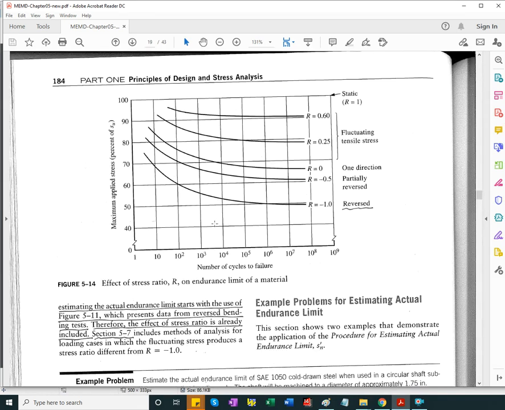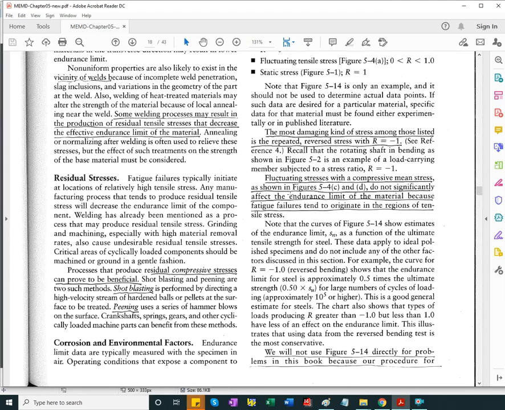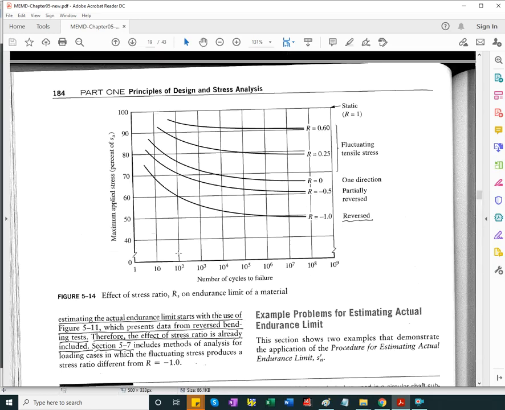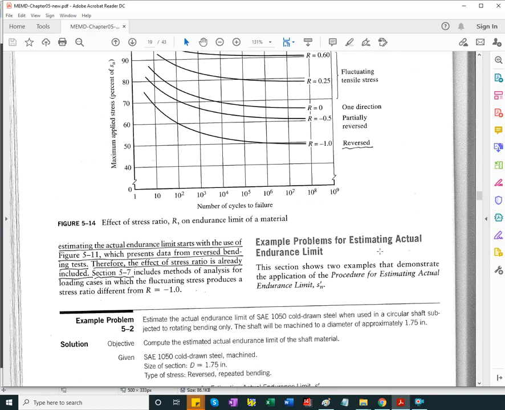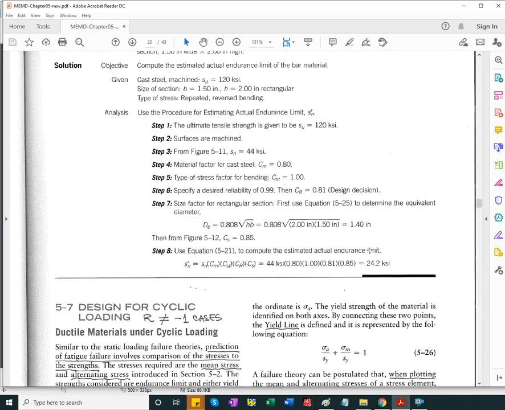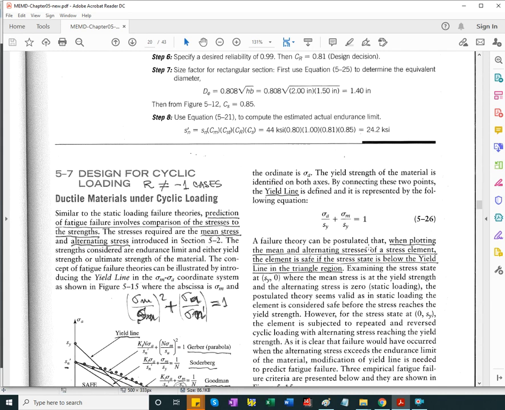Okay, so here are some graphs. Something I said a couple of times, and that's also highlighted here: for reversed bending, the strength is the least, and for pulsing loading, the endurance limit of the material is higher. There are some sample problems. We'll do some on our own.